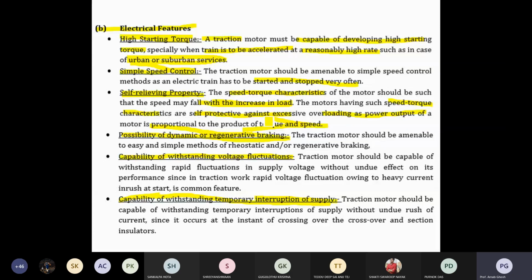And dynamic braking. Dynamic braking totally depends upon the mechanical strength of the brake shoe or the system dynamics. Okay, capability of withstanding voltage fluctuations: the traction motor should be capable of withstanding rapid fluctuations in supply voltage without adverse effects on its performance, since in traction work rapid voltage fluctuations owing to heavy current inrush at the start are a common feature. So initially you can see the inrush current.